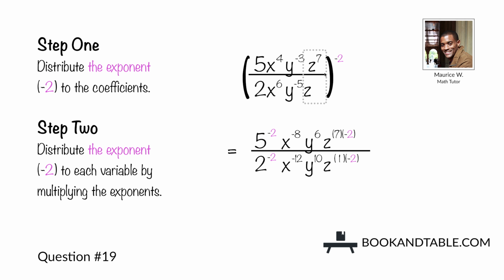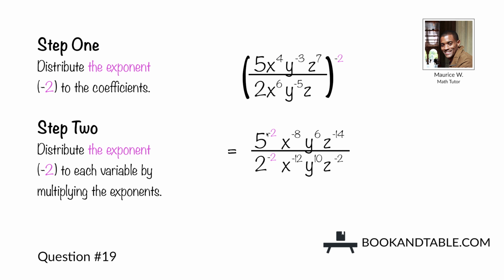And then our z's, we have z to the 7th to the negative 2, which will give us z to the 7 times negative 2, which is negative 14. And in the denominator, z has a power of 1. 1 times negative 2 will give us negative 2 in the denominator. So this is what we're left with.